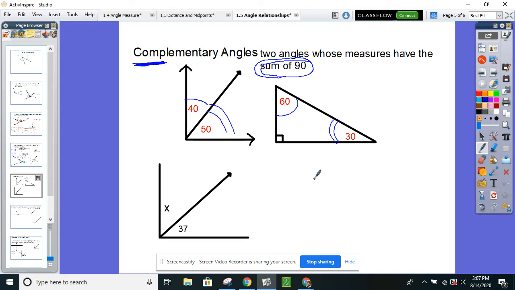But that being said, if you know this is a right angle, because it equals 90, and this is 37, to figure out angle x, we just take 90 minus 37. That gives us the value of x, which will be what, class? 53.